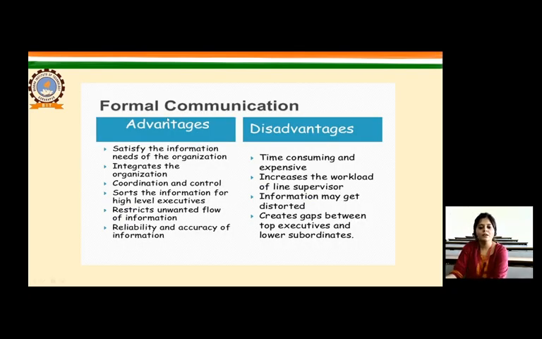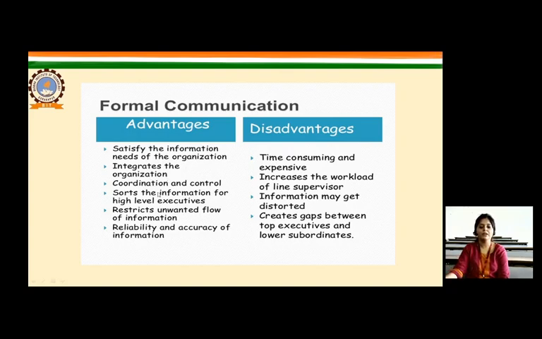So now let us look at the advantages and the disadvantages of formal communication. First we will see the advantages of formal communication. The first, as you can see, is that it satisfies the information needs of the organization. Suppose any employee has recently joined the company and needs to ask where a particular system is available, or who is the person to contact regarding some particular task, who can guide. Any information that you want to extract is made possible by formal communication.